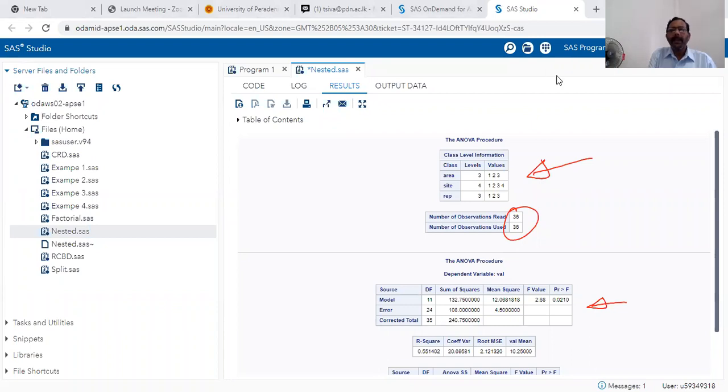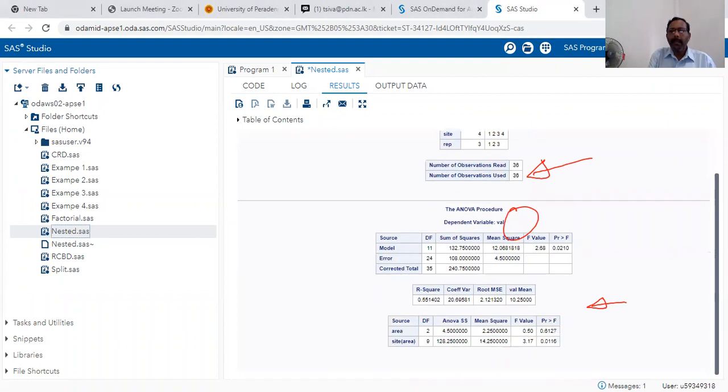Now, if you look at the model, if you can remember the model, what are the components? The model is expanded into these two components. If you can remember, what is that? Area, site within the area.